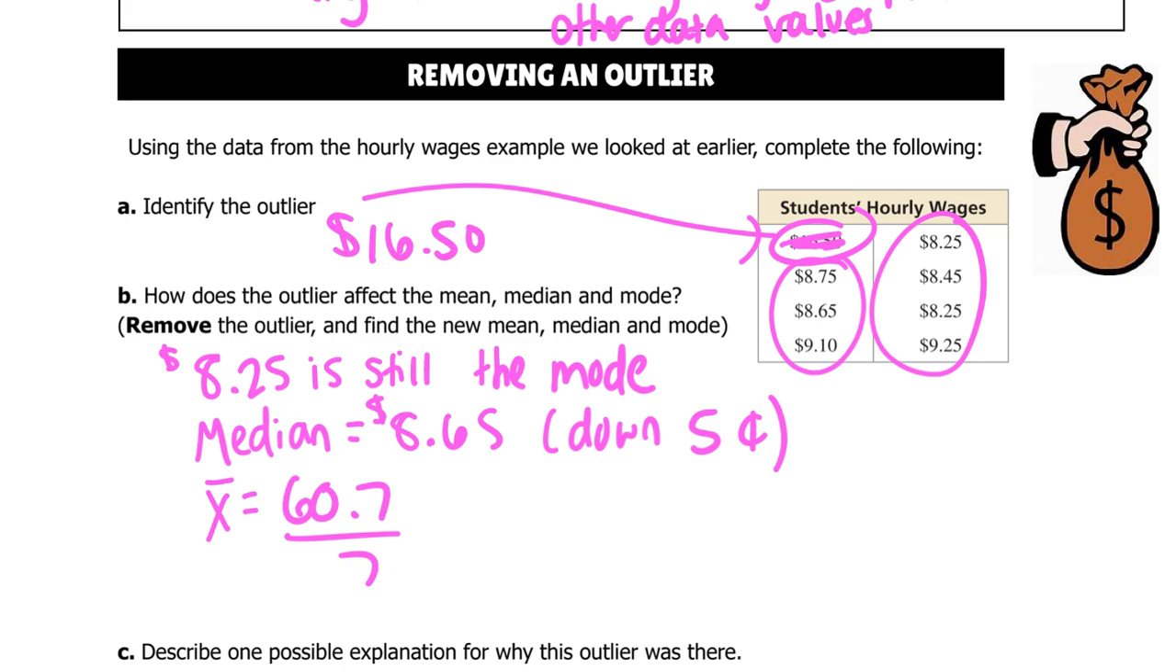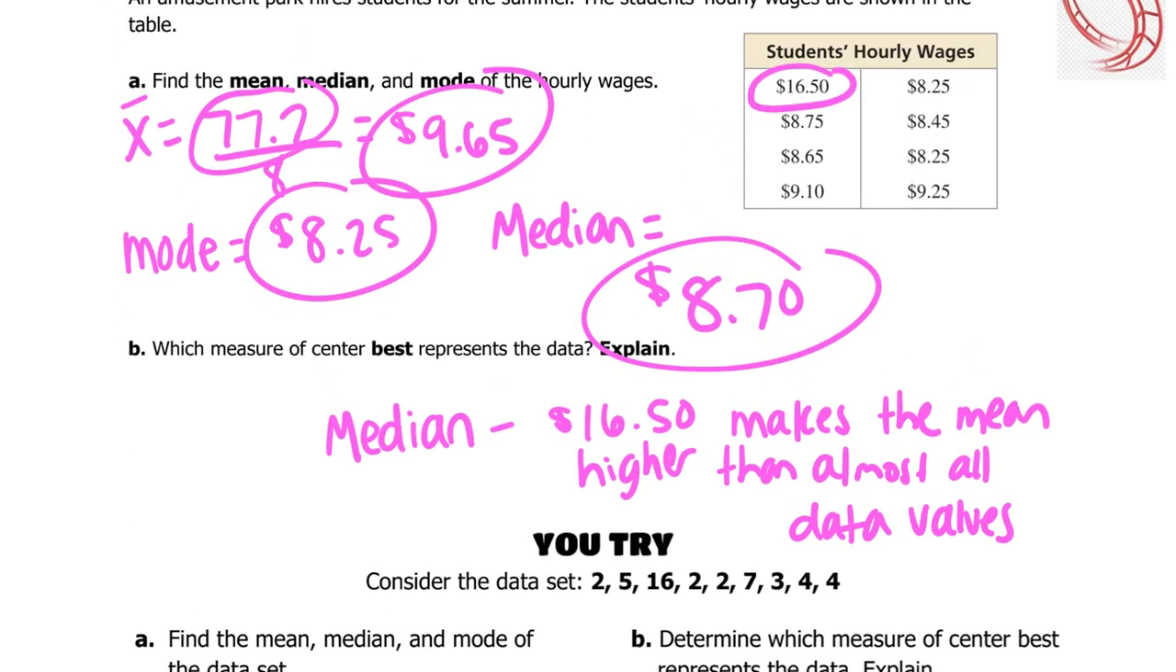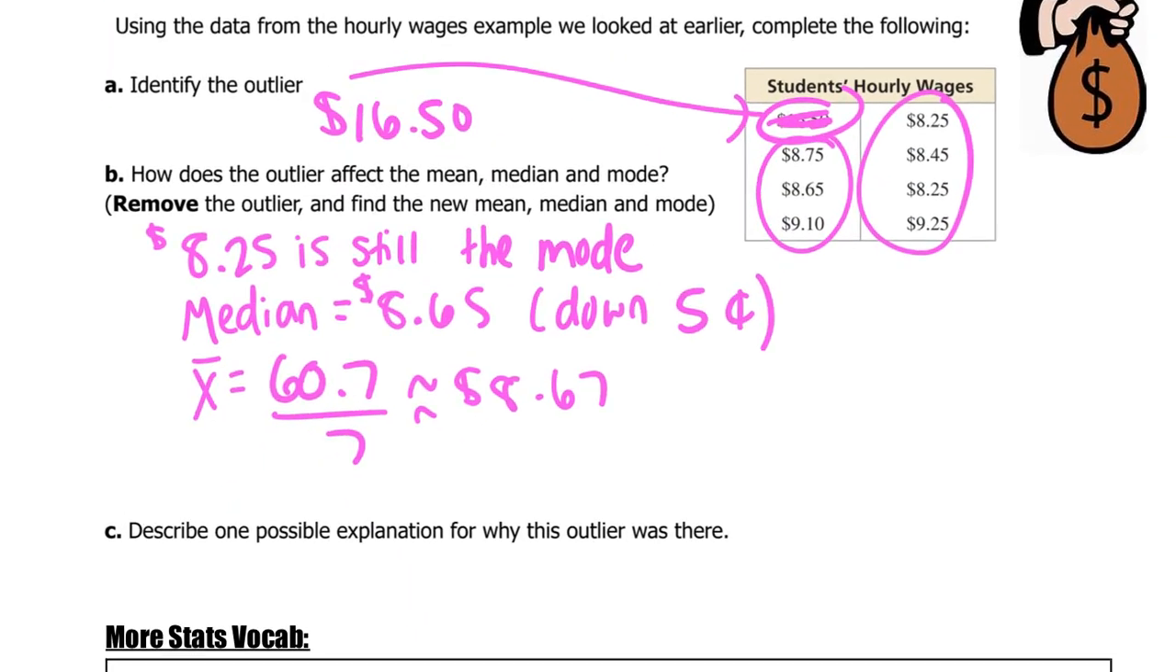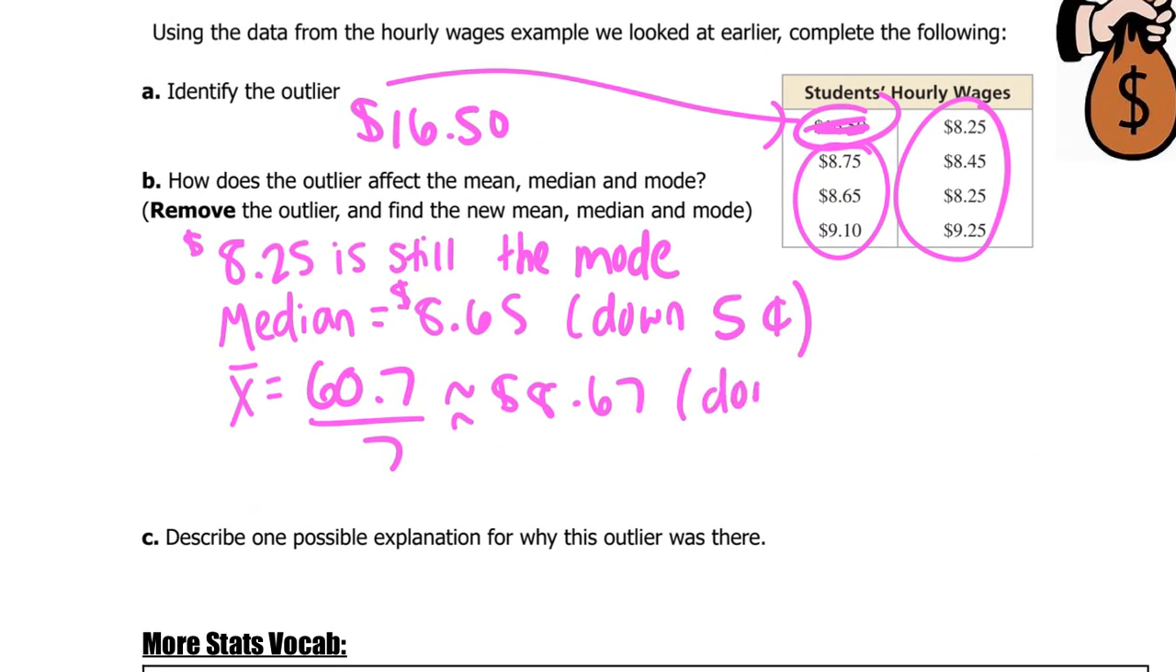So then the mean is approximately $8.67. So the mean went down a lot from what it was before, almost a full dollar. So down almost $1. So it did have a big impact on it. That's a significant impact when the numbers are kind of small like this.